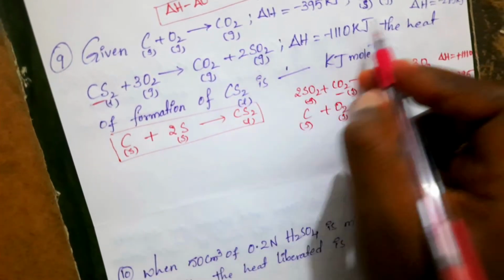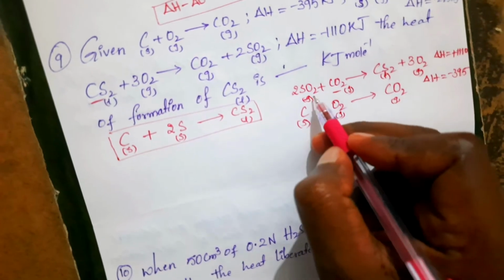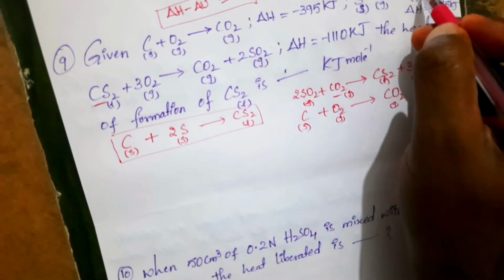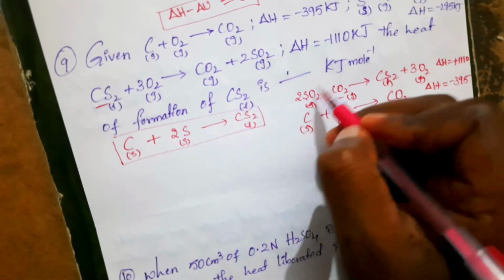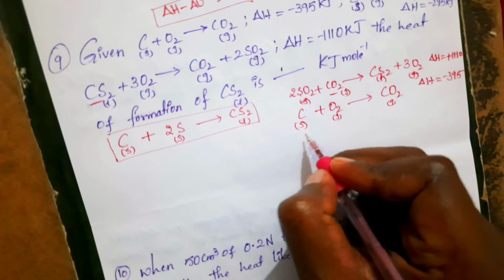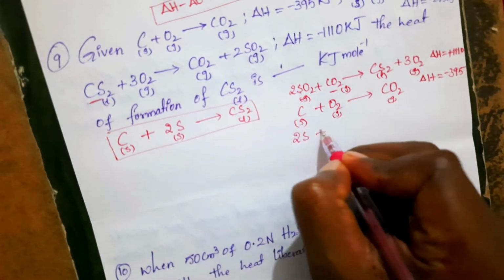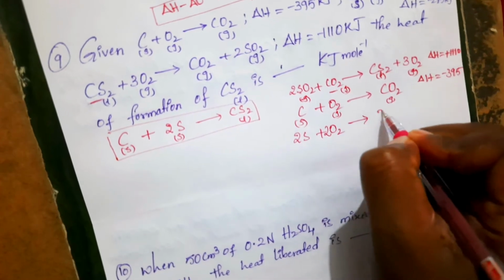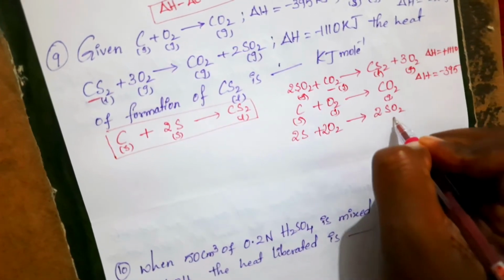And after that, the sulfur dioxide: where is it present? Here it is on the reactant side, and here on the product side. But here 2SO2 is there, and only 1 SO2 in the other reaction. Just multiply this whole reaction by 2: 2S plus 2O2 gives 2SO2 gas.